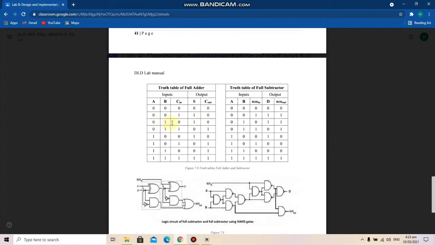Here again 0 plus 1 plus 0 is 1, so we can see at the output 1. Then 0 plus 1 plus 1, which is 2, so we can see 0 1, which is equal to 2, the corresponding value of 2.